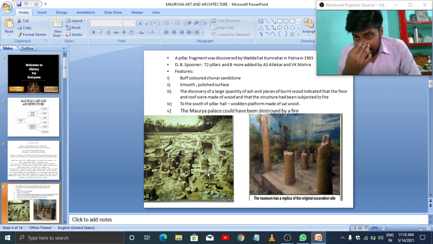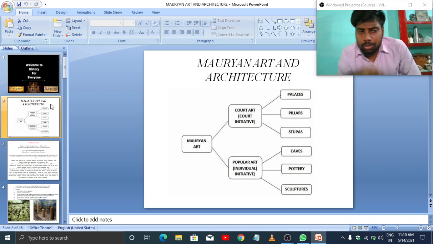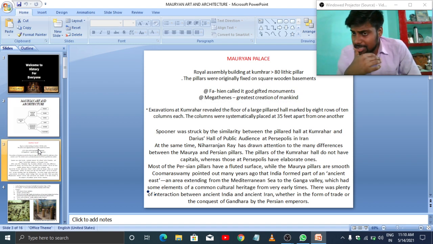What some scholars and travelers have said about Mauryan palaces is that Fa-Hien, the Chinese traveler, stated that they were God-gifted monuments. Mauryan palaces were God-gifted monuments. So we can infer the grandeur of the Mauryan palaces. Megasthenes also talked about the Mauryan palace, and he stated that it was the greatest creation of mankind. So we can deduce the grandeur of the Mauryan palace from these two accounts.